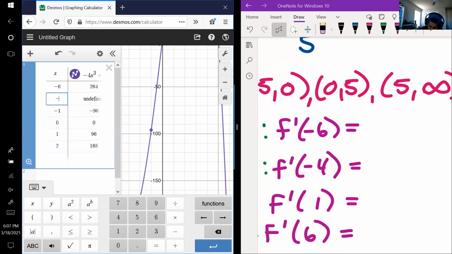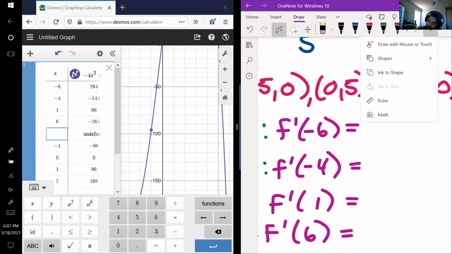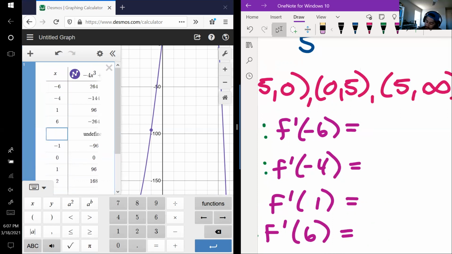-6, -4, 1, and 6. And like I said, we don't care about the number. We only care about the sign. So I get positive 264. Someone's going to say plus. I get -144. I'm going to say minus. And then 96. And then -264. You don't really have to care about the numbers, just the sign.